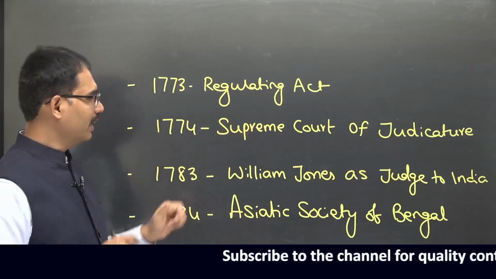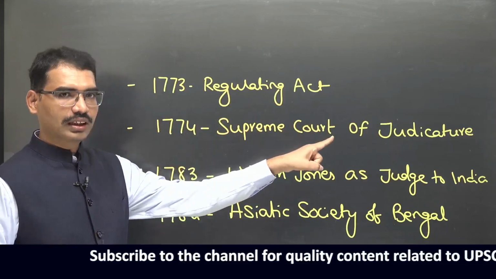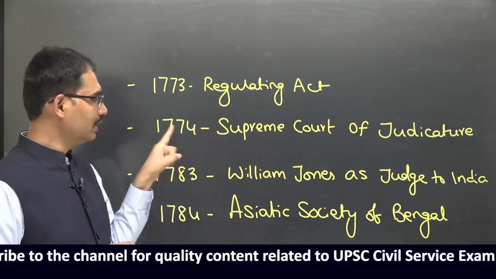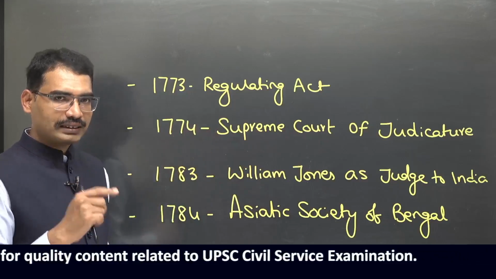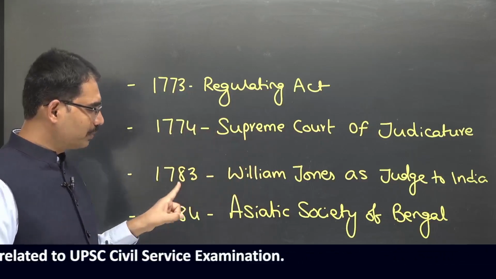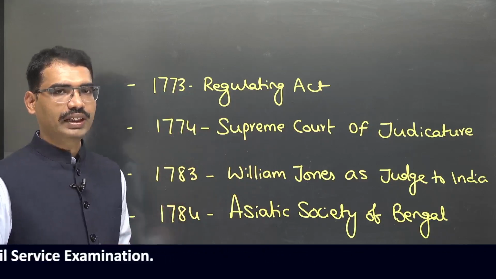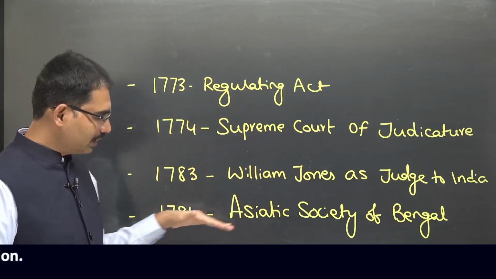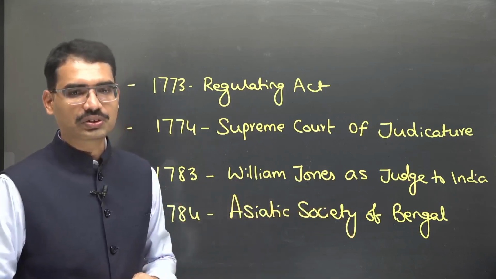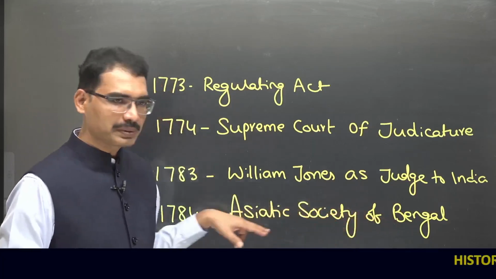As part of the Regulating Act, the Supreme Court of Judicature in Fort William was also established in 1774. As a judge, William Jones came to India in 1783. In 1784, he established the Asiatic Society of Bengal. Very important from the prelims point of view also.